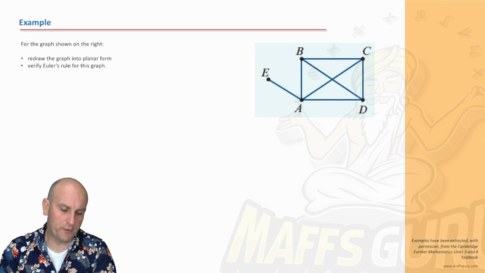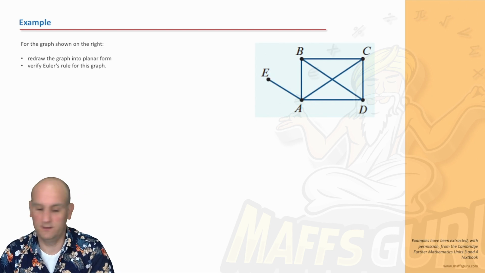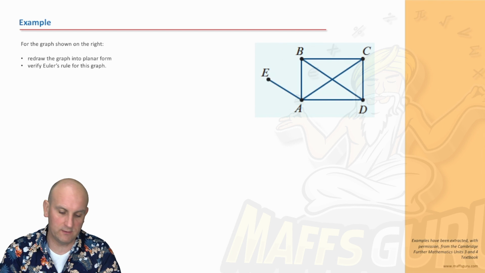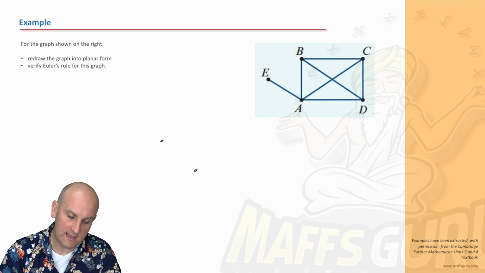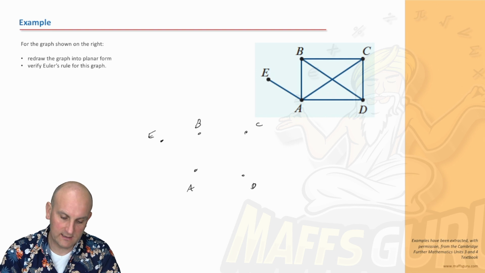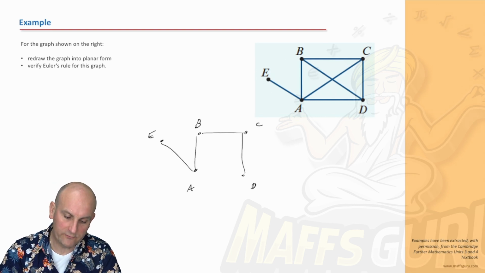For the graph shown on the right, we'll redraw the graph in planar form. Again, we're going to redraw the graph. So we've got E, A, B, C, and D. So let's write E, B, nearly wrote those the wrong way around, A, C, and D. We're going to connect E and A together, and all of those outsides are connected together.